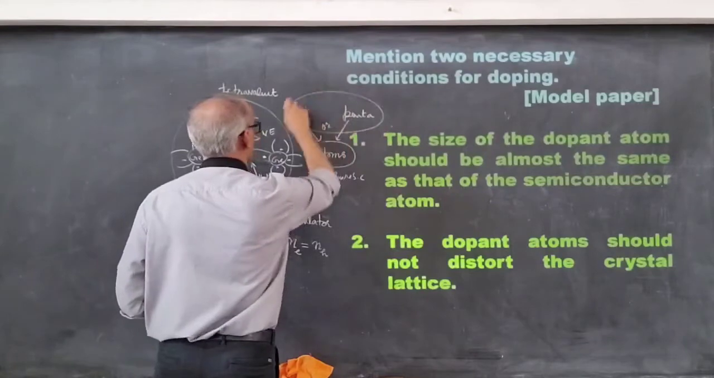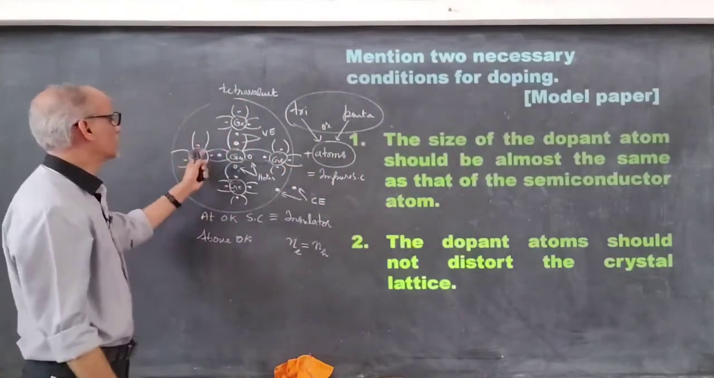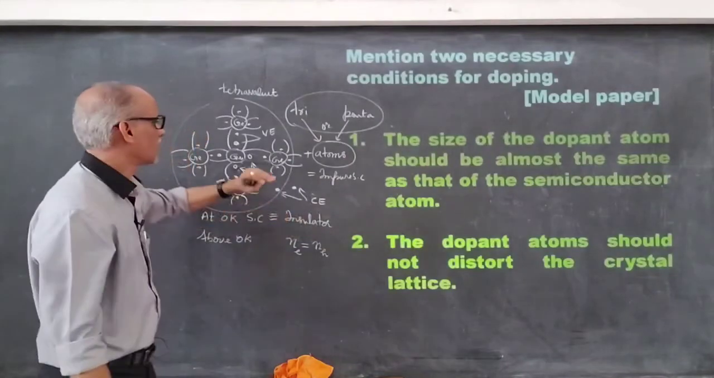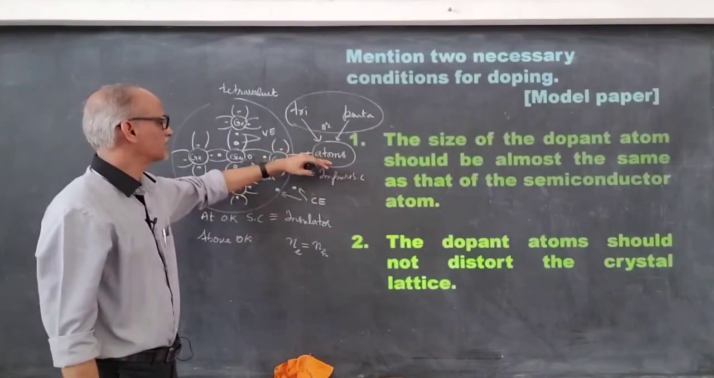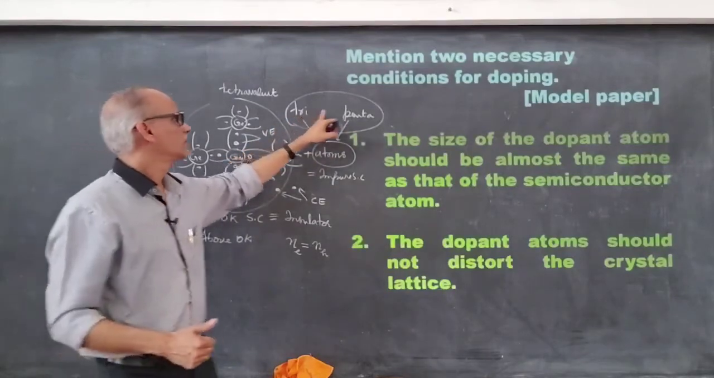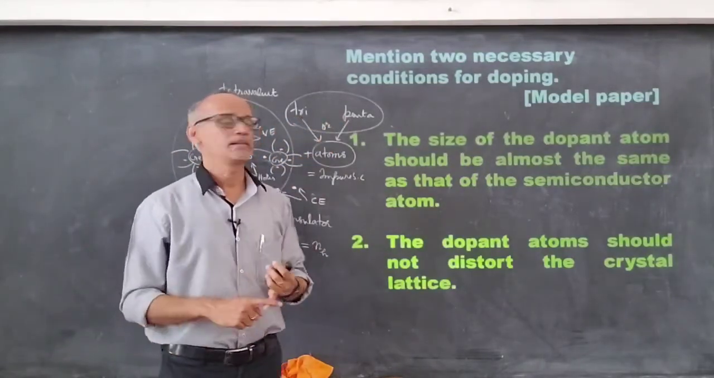So this should be the condition. Semiconductor is always tetravalent. That means there are 4 valence electrons, and the impurity atoms which we are adding should be either trivalent impurity or pentavalent impurity.